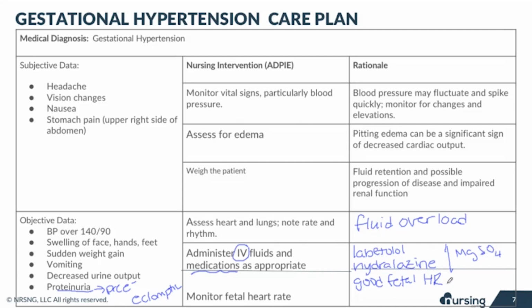So think about this, okay? If the mom's blood pressure is super high, then blood flow through the placenta is not going to go well. So we have decreased placental blood flow through that placenta. And that means that the fetus is not getting the oxygen and the nutrients that it needs. And that will be shown in the heart rate. So if the fetal heart rate is starting to not look so good, then it's because we don't have good blood flow coming through that placenta.